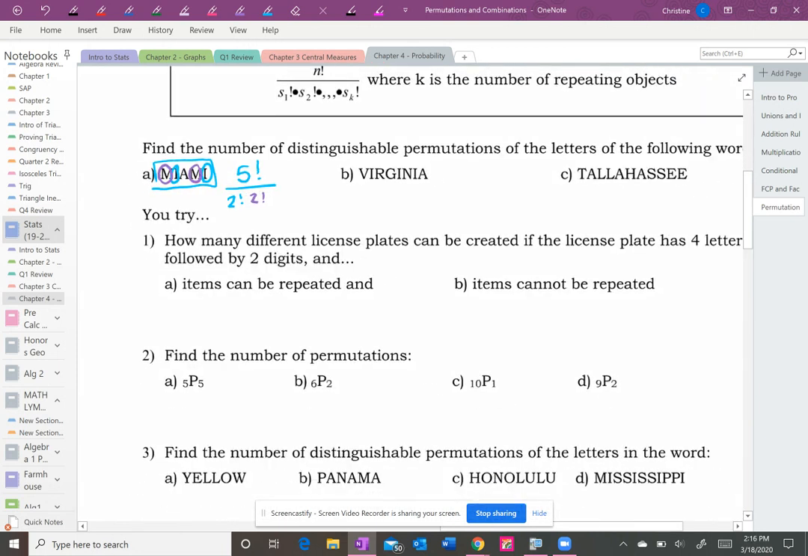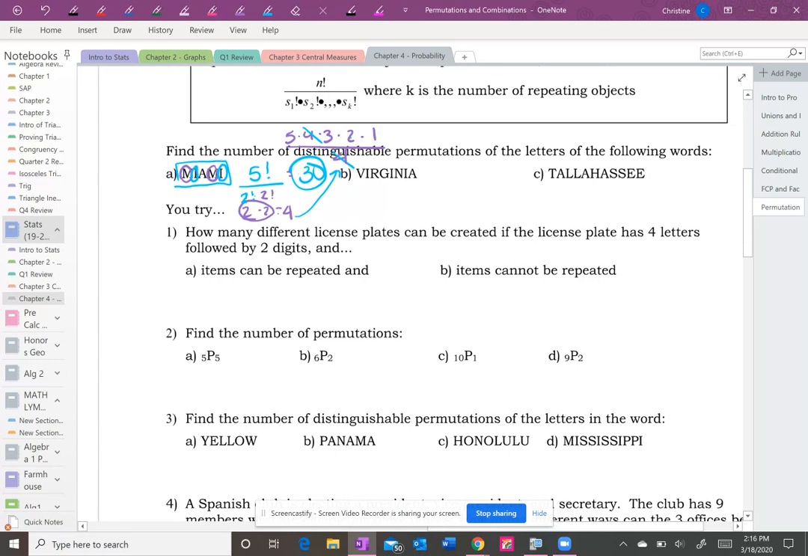Okay? It's really up to you how you want to do this. If you want to put it in the calculator, you can, or it might be easier just to simplify this. 2 factorial is 2. 2 factorial is 2. So this is 4. And then in the numerator, you would have 5 times 4 times 3 times 2 times 1 divided by 4. That 4 is from here. You could just cross out these 4s. 5 times 3 is 15 times 2 is 30. So there are fewer combinations because you have letters that are repeating.